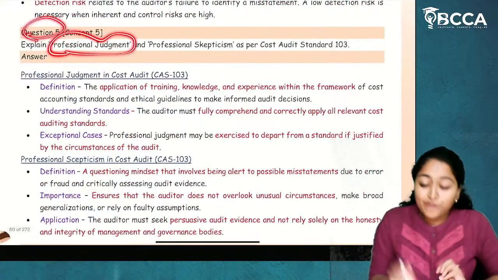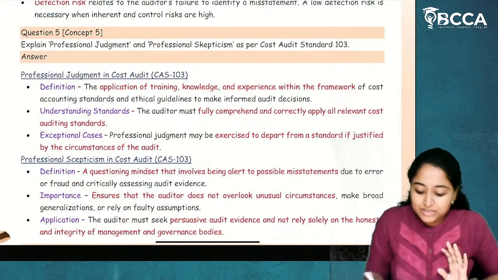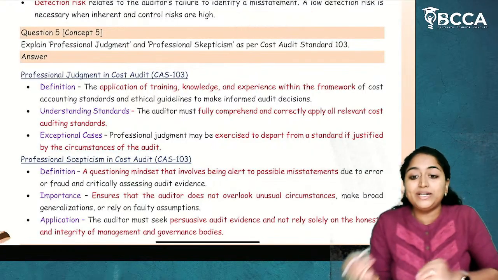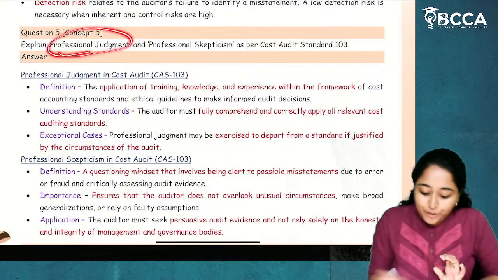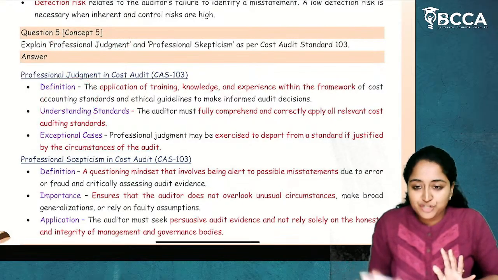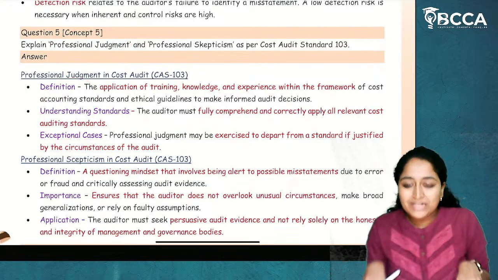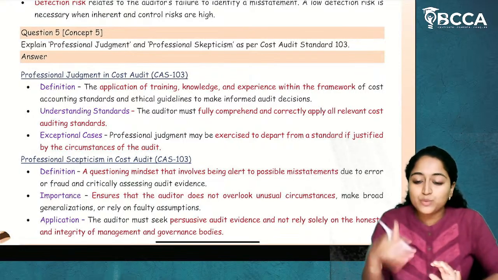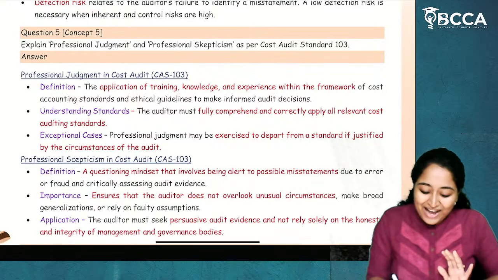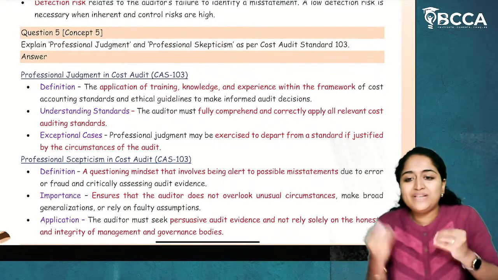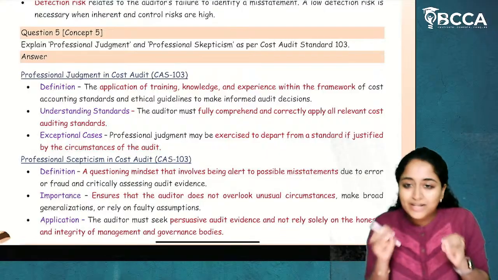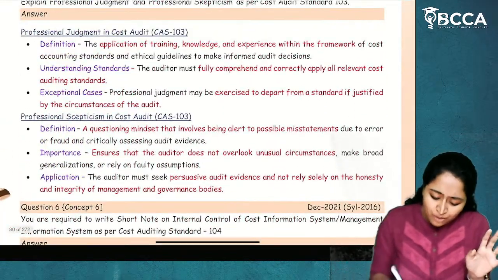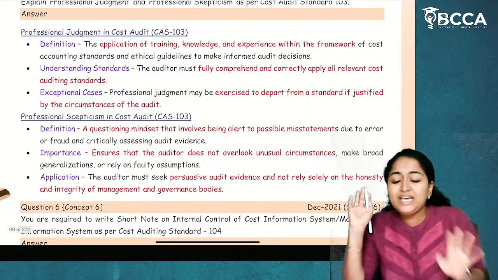Concept question number 5: professional judgment and professional skepticism. This is from Cost Auditing Standard 103. Regarding professional judgment, you will write what professional judgment is. You need to have a proper understanding, proper training, and experience within the framework of your work. And what is professional skepticism? Always having a doubtful mindset. You will not write this simply; you have to learn and write those points. Clearly, points are given in the workbook.